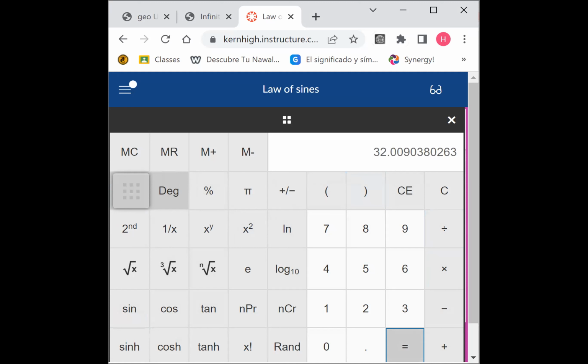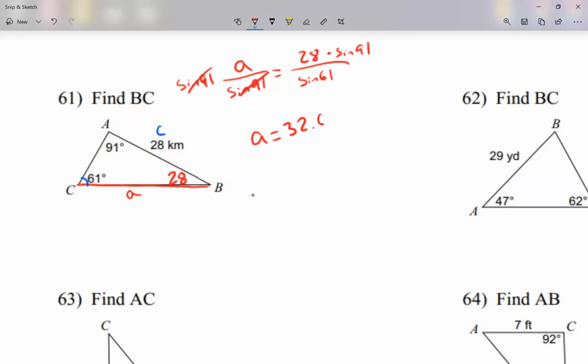There you go. So I have to round it to the nearest tenth, 32.0. All right, so I'm just going to go 32.0. Or 32, right? The 0.0 is optional in this case. Every time you have one angle and the opposite side, go straight for law of sines.